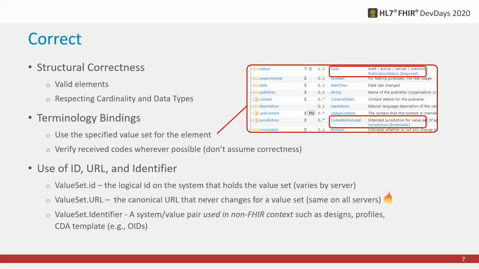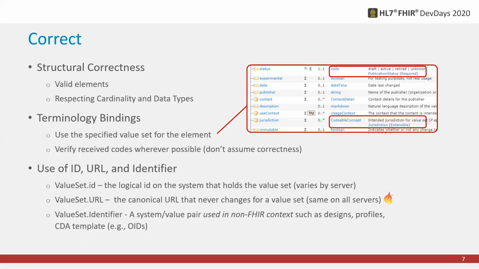Structural correctness may seem self-evident, but it is foundational to interoperability, and so it's worth mentioning. Terminology bindings are also essential to semantic understanding of FHIR messages. So while we know that the sending system should be making use of a proper FHIR terminology service, we also want to make sure that we verify those received codes and not just assume that they're correct, and also not just verify that our sent codes are correct.